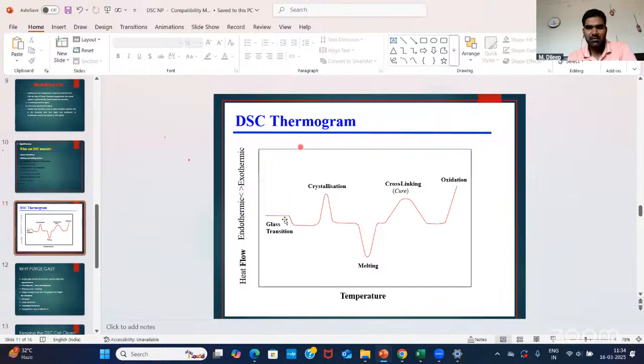So this is the DSC thermogram, a plot between heat flow and temperature. Here the downward direction is endothermic and the upward one is exothermic. Whenever the sample takes in energy, it is endothermic, and when it releases energy, it is exothermic.